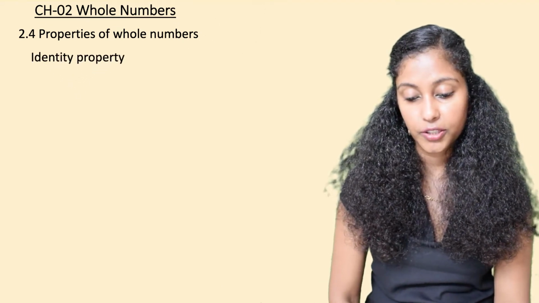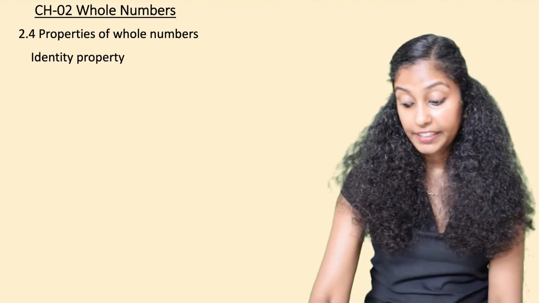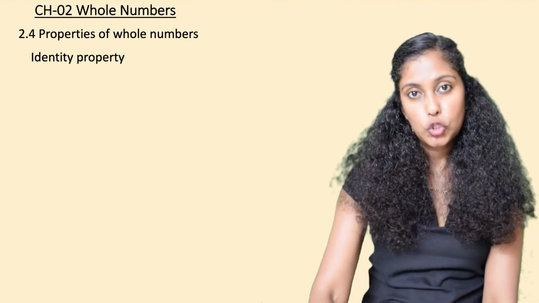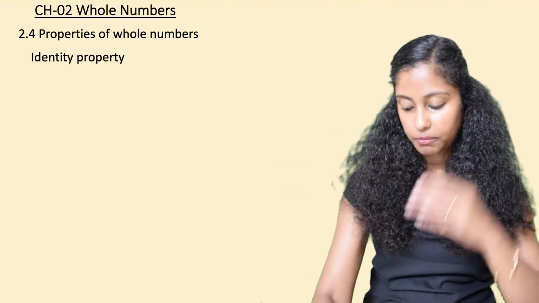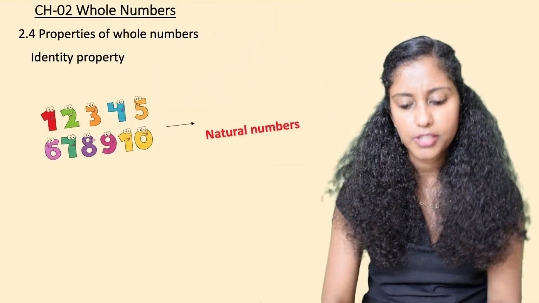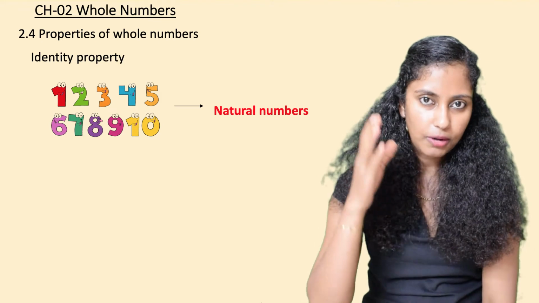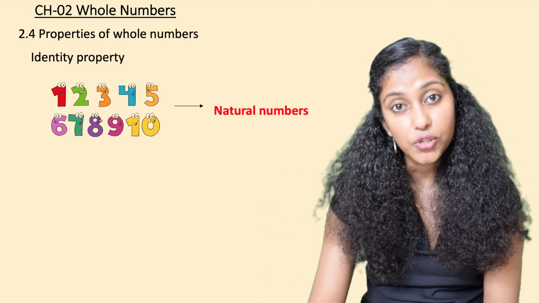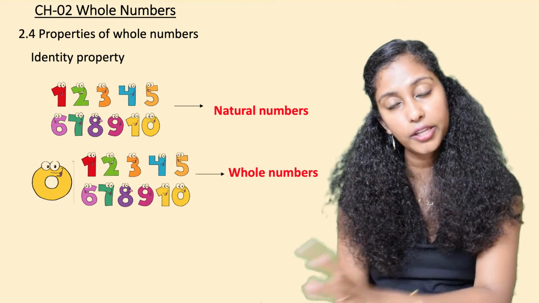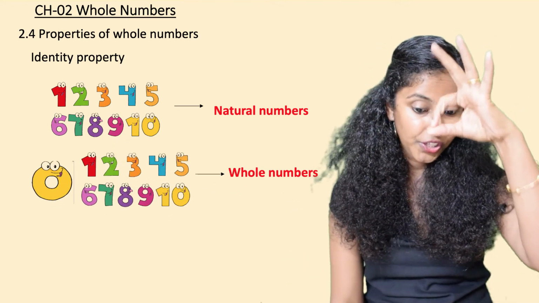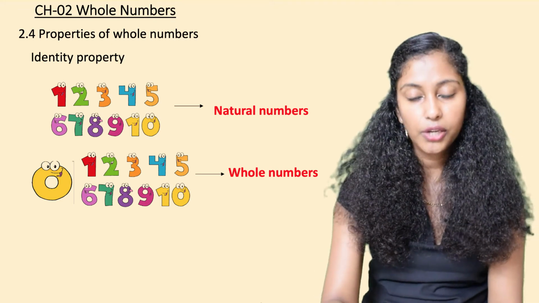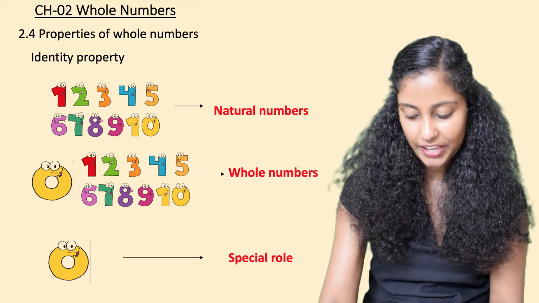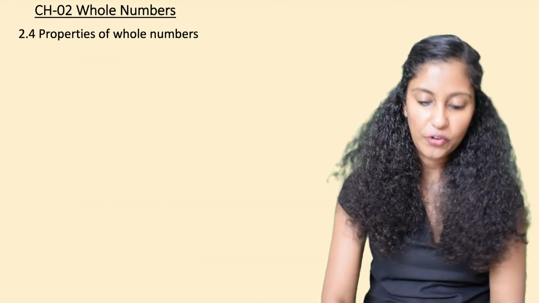Now we'll proceed further with the property of identity. So in this property of identity, it is very important to know the difference between natural numbers and whole numbers. So natural numbers are counting numbers. For counting, we use 1, 2, 3, 4, 5 and so on. Whereas whole numbers have got all the natural numbers plus 0. So this 0, which is included in the group of whole numbers, has a very special role. Let us see what is that special role.